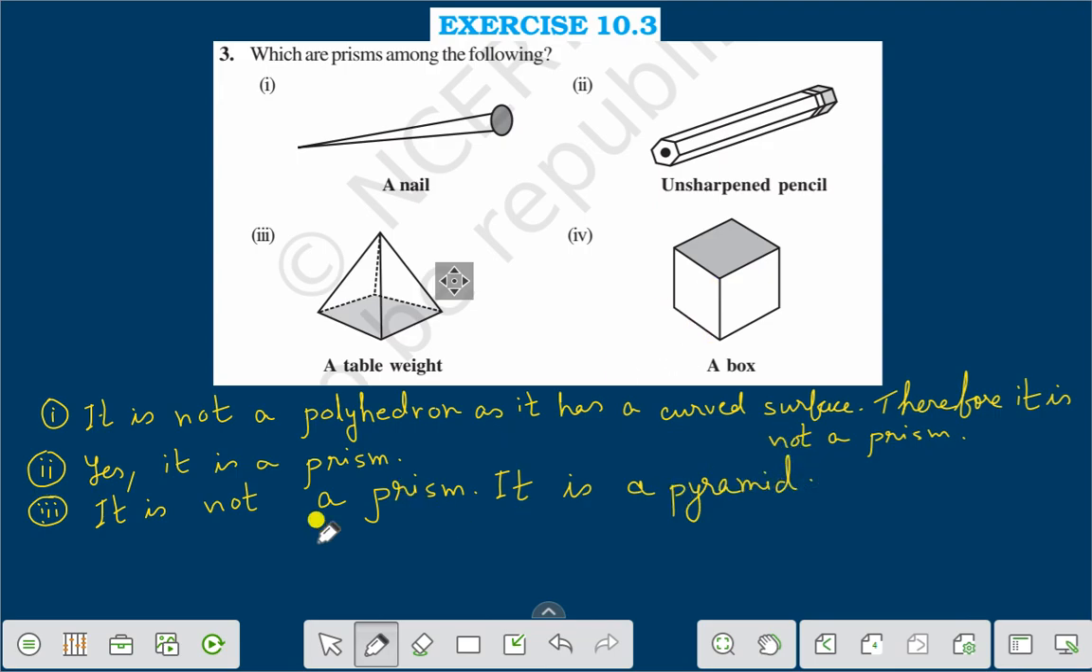Right? Now this one, a box. Here you see, it is also a polyhedron, therefore it is a prism. So we can say it is a prism.